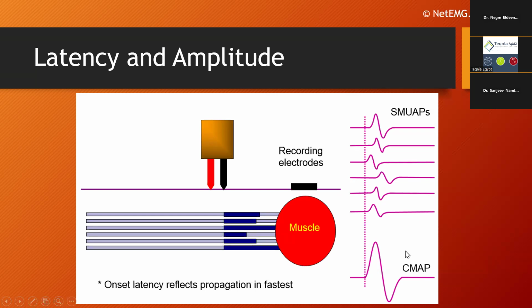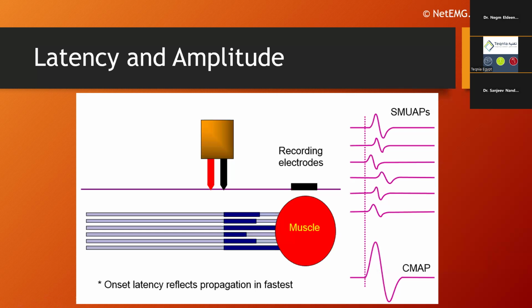So the compound muscle action potential amplitude is a much more complex phenomenon. Notice that the onset of the compound muscle action potential coincides with the earliest surface motor unit potential, and therefore it is believed that the onset of the compound muscle action potential reflects the properties of the fastest conducting axons.